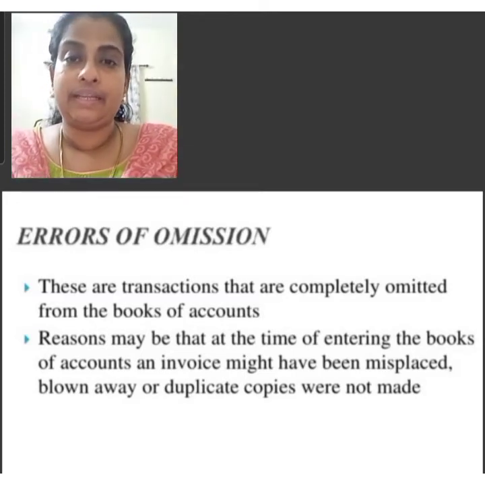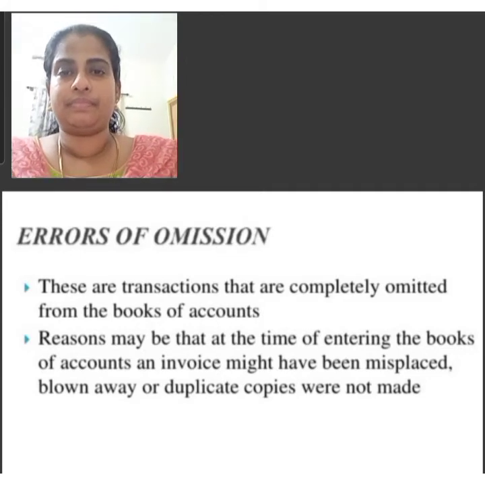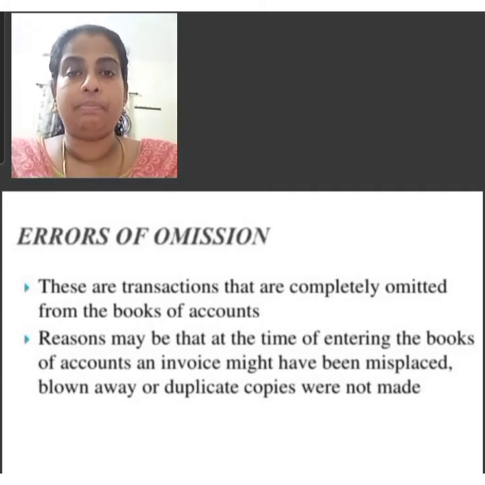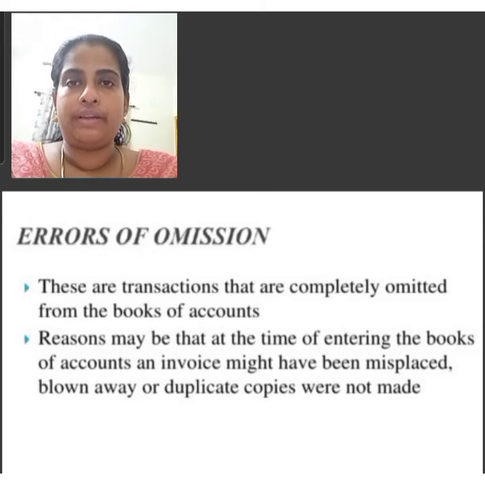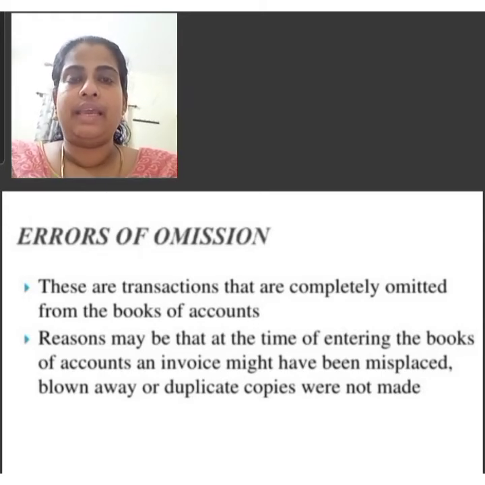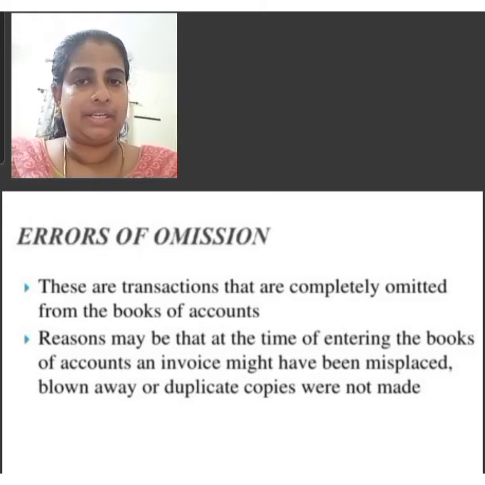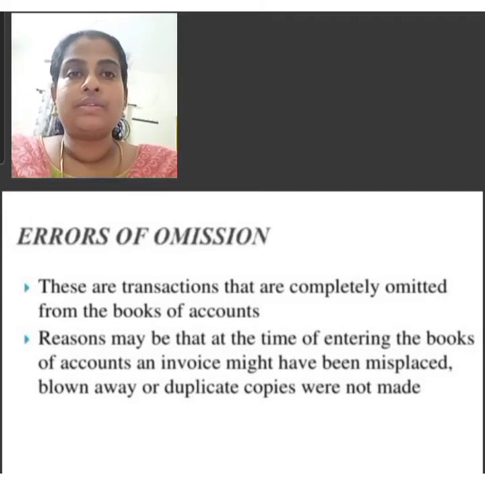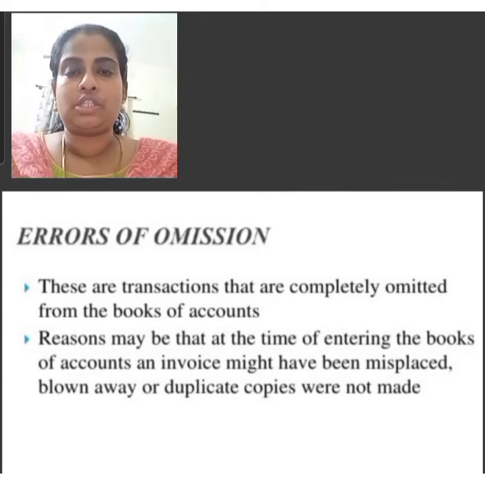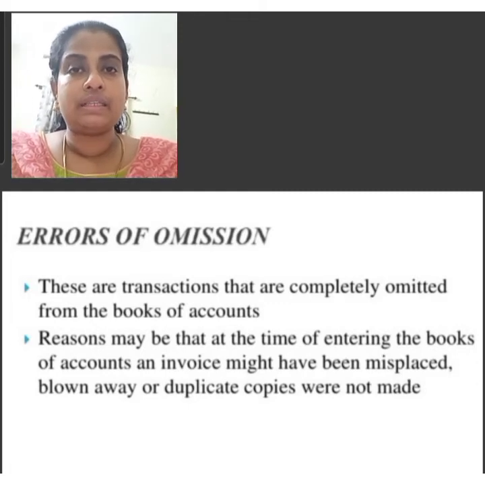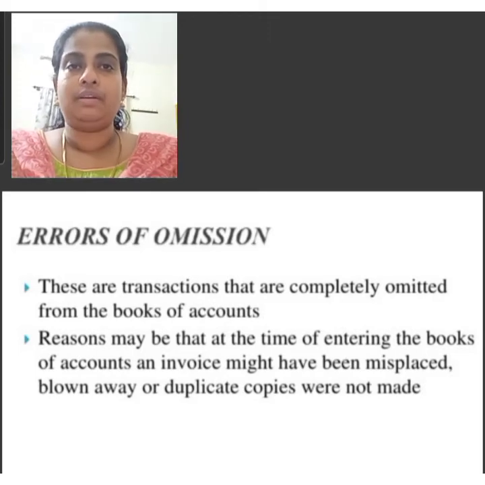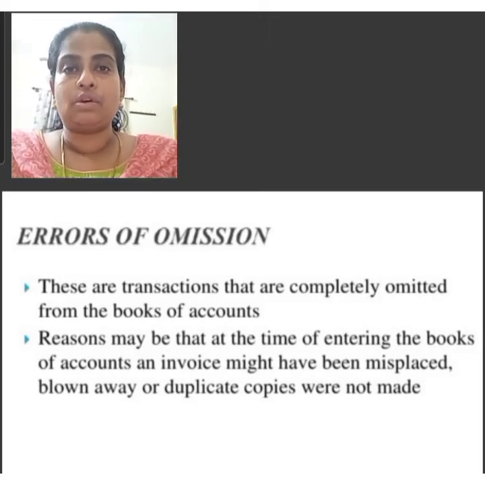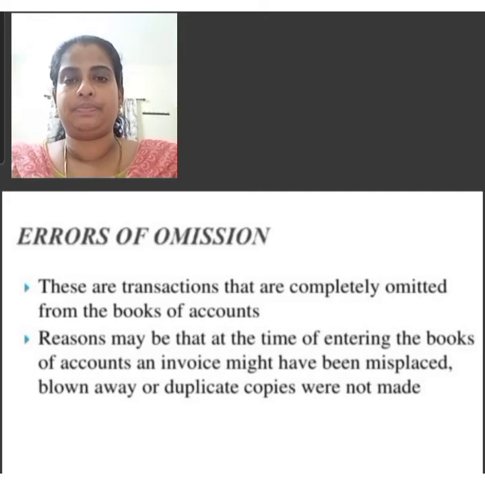Now we are going to study the errors of complete omission. The complete transaction escaped from being recorded. The accountant forgets to record the transactions in the subsidiary books or in the journal proper. Omission to record goods sold to Mohan, or goods purchased from Ram, or goods returned by Wahid, or goods returned to Brown in the subsidiary books, and credit purchase of furniture in the journal proper are the examples of errors of complete omission.